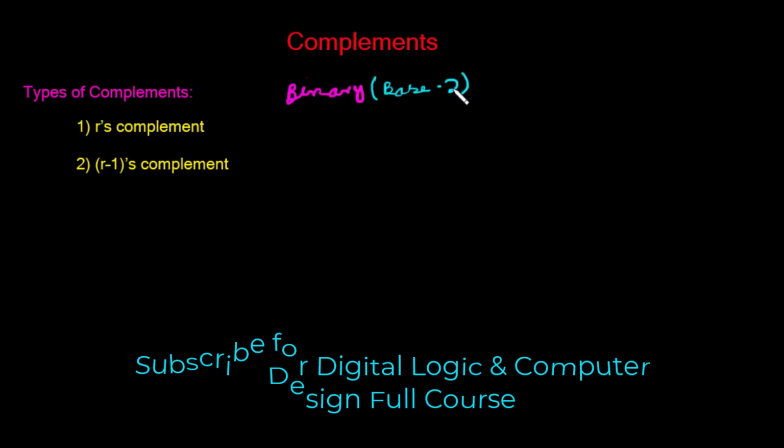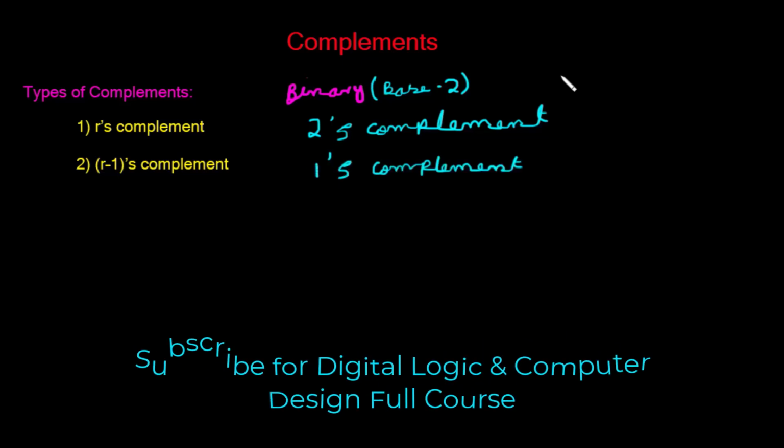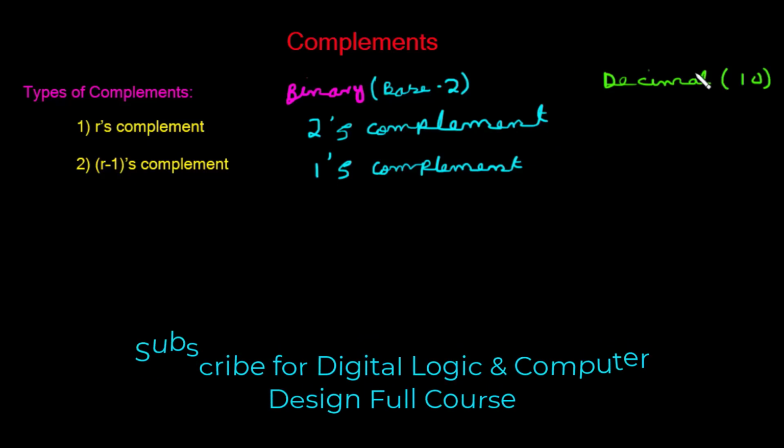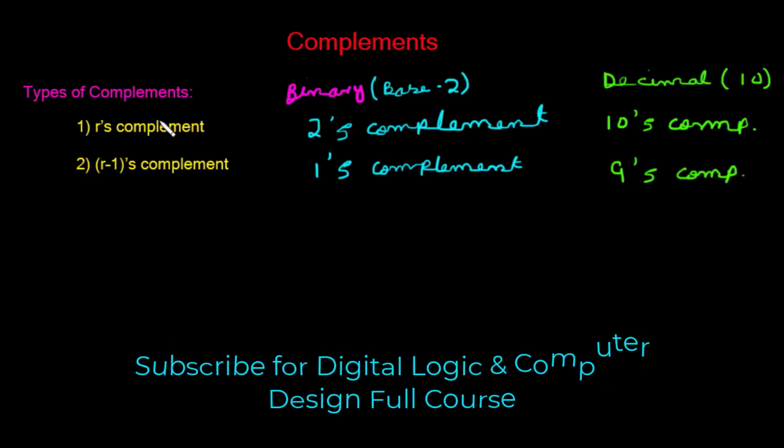In binary, which is base 2, we use 2's complement as R is equal to 2, and when I substitute 2 for R minus 1, I will get 1's complement. And in decimal, which is base 10, we use 10's complement as you replace R with 10. When 10 is substituted for R minus 1, it will be 10 minus 1, that will be 9's complement. A complement is just another way of representing a number so that subtraction becomes easier.